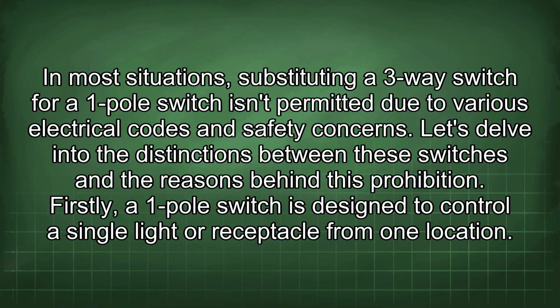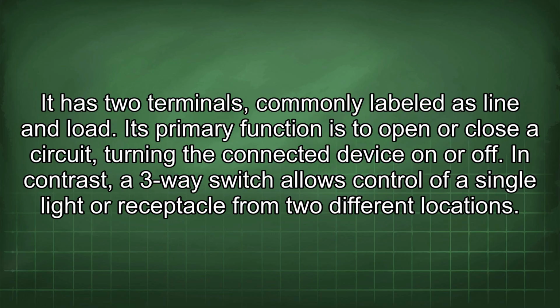Firstly, a one-pole switch is designed to control a single light or receptacle from one location. It has two terminals, commonly labeled as line and load. Its primary function is to open or close a circuit, turning the connected device on or off.